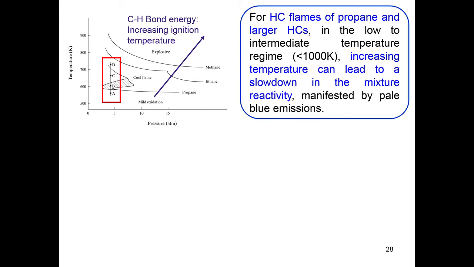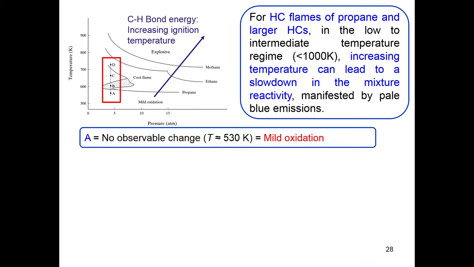So, why does it happen? For hydrocarbon flames of propane and larger hydrocarbons in the low to intermediate temperature regime, increasing temperature can lead to a slowdown in the reactivity of the mixture, and that is manifested by this pale blue emission coming from formaldehyde.